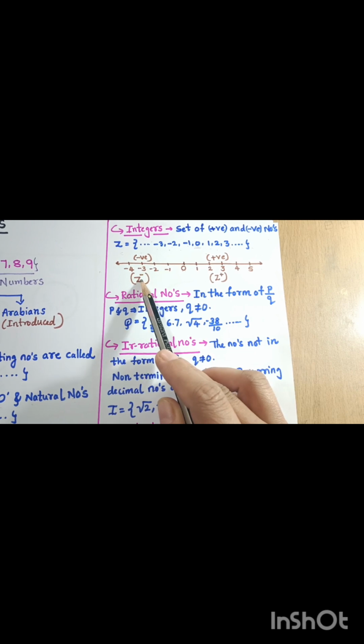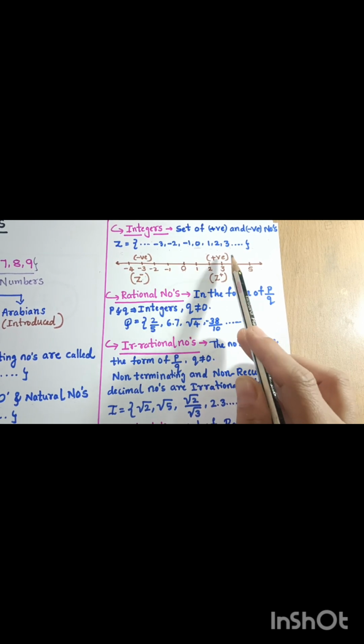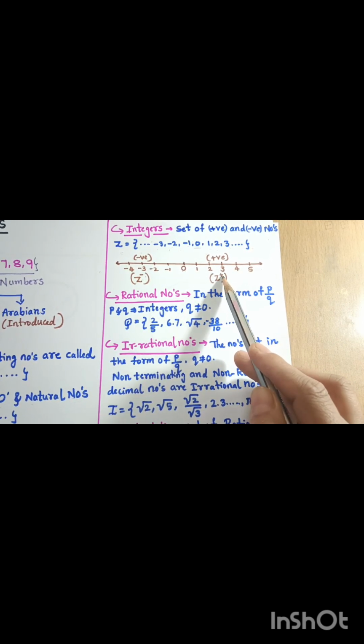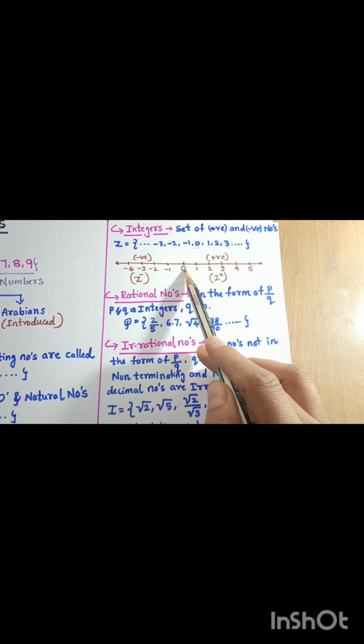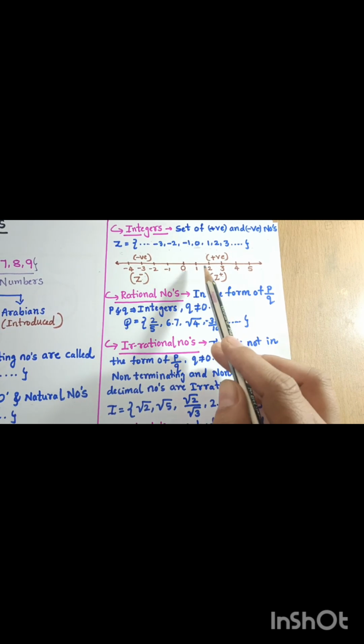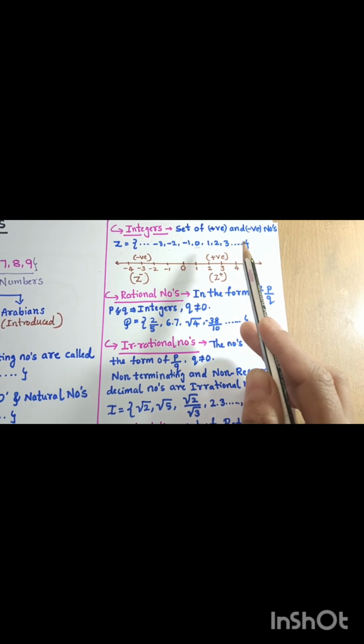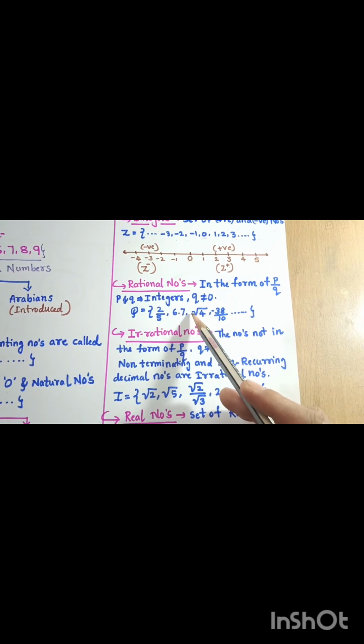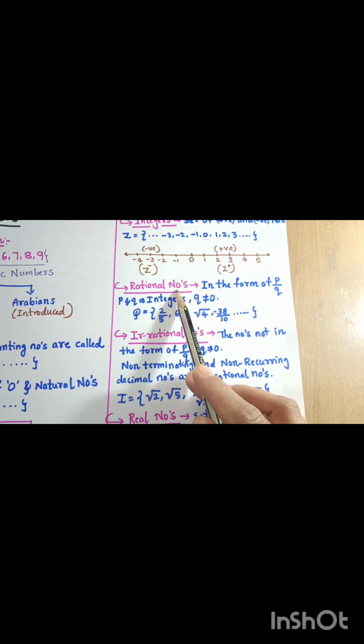Negative integers are denoted by Z minus, and positive integers are denoted by Z plus. But 0 is neutral. It is not a positive number and it is not a negative number. Okay. Now let's move to the next point, that is rational numbers.